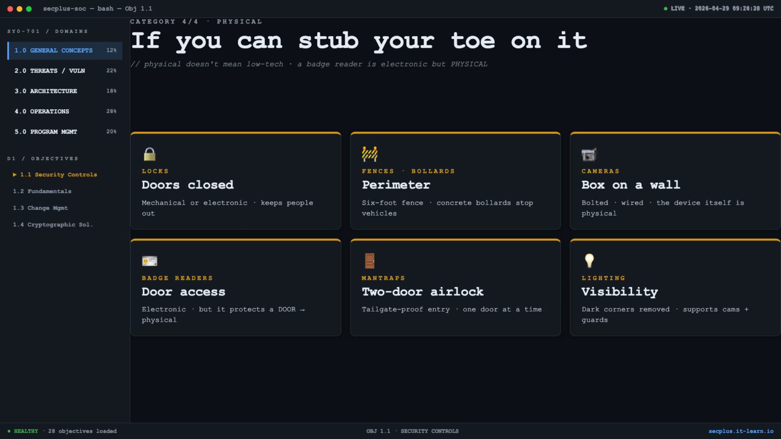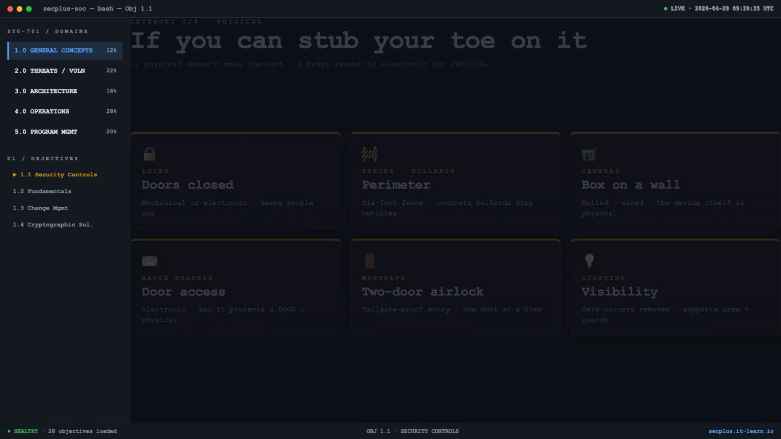The fix: when you see a control that has both a digital and a physical element, ask yourself which side the question is testing. If it's about controlling physical access to a building, the answer is physical. If it's about authenticating to a network resource, the answer is technical.